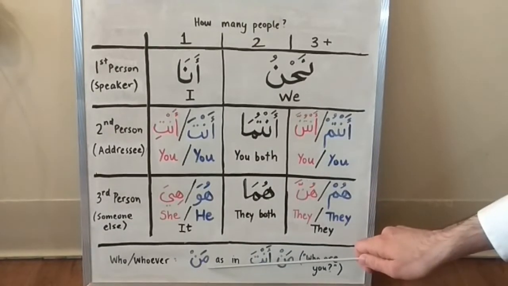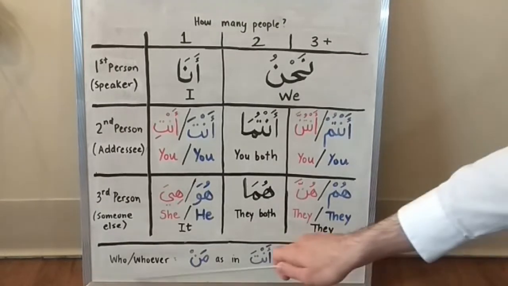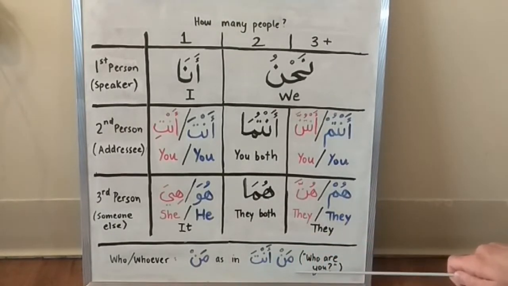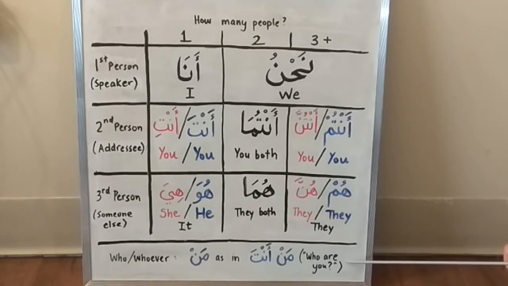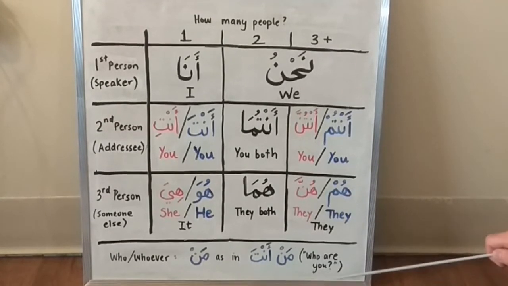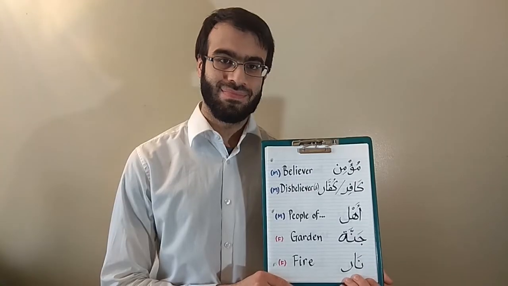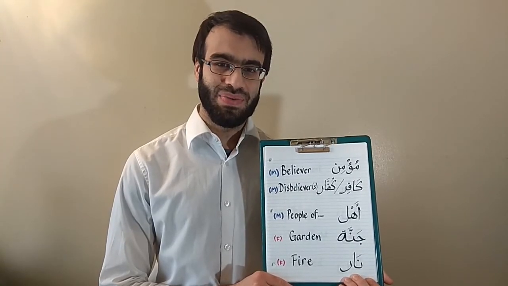One last thing for now. The Arabic word man is the question word for who or whoever, as in man anta, who are you? It could also be used as you are the one who, anta man, but that's less common. Okay, let's move on to the words for today.